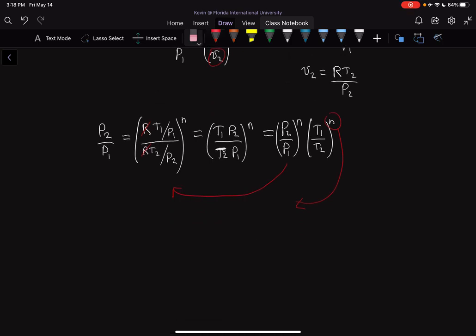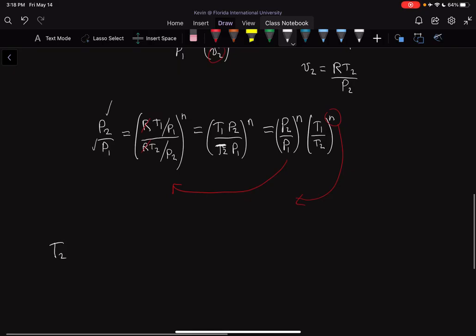And that's it, because we're trying to solve for temperature. Our goal is to solve for temperature 2. We have P2, we have P1, and we have T1. We need to find T2. So let's rearrange it to find something for T2. On the right side, we would be left with T1 over T2. And on the left side, we now have P2 over P1.